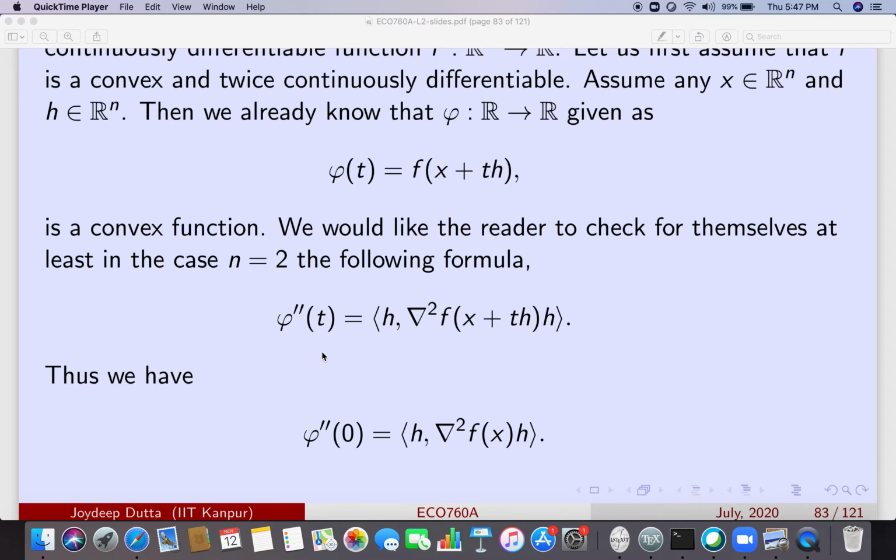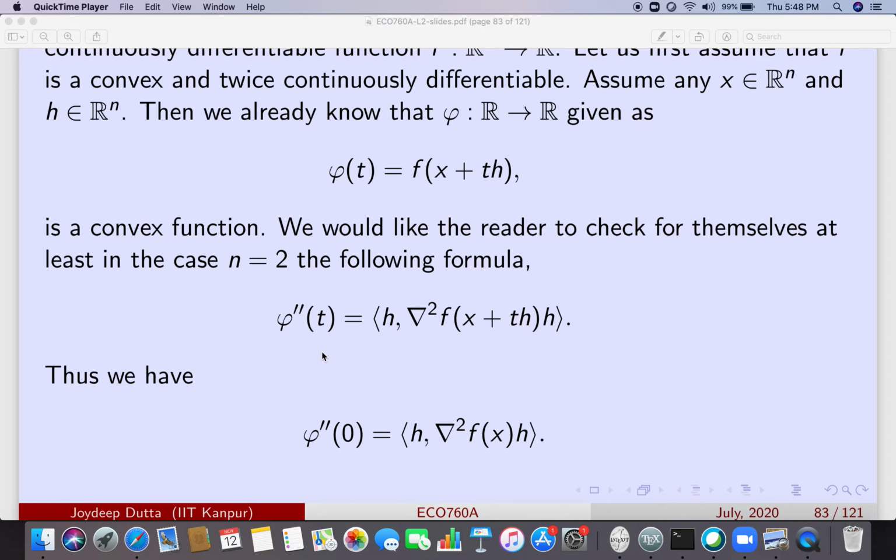Maybe when I want to convert this into some kind of book, I can have an appendix where this proof is done. But I want to ask you, the reader or the viewer, to really take your notebook and try this out for just a two-dimensional function, when the function is from R2 to R.